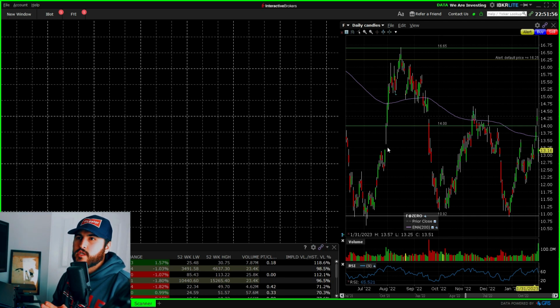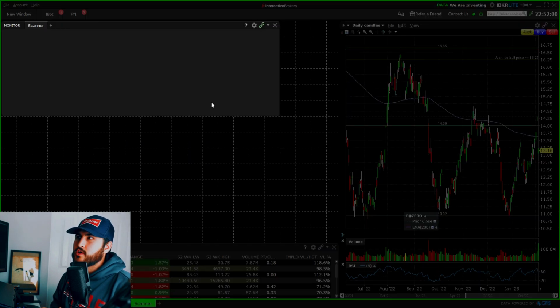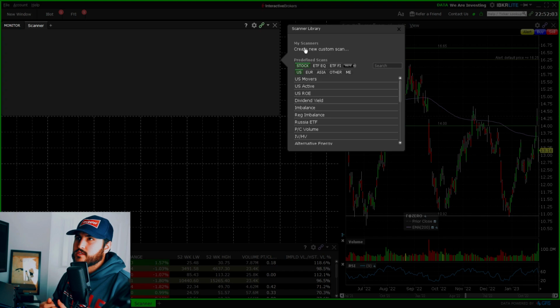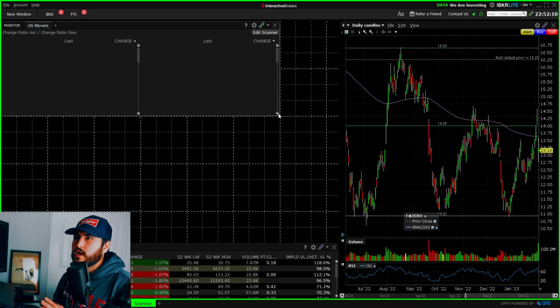Now I'm going to go under new windows. I'm going to go to Mosaic Market Scanner. And here is where you can look at scanners. Now the default scanners are very similar to what you see on Client Portal. A lot of them are identical.